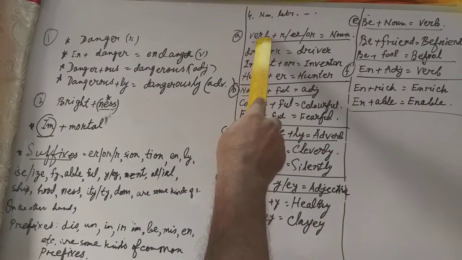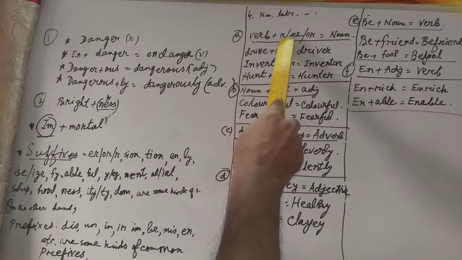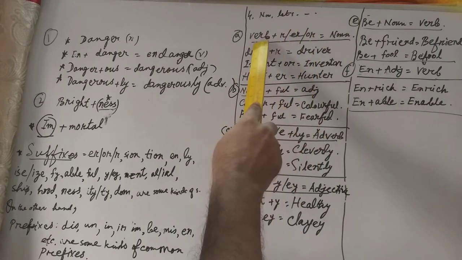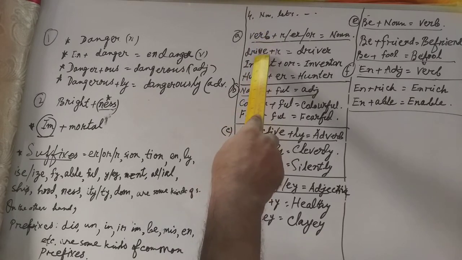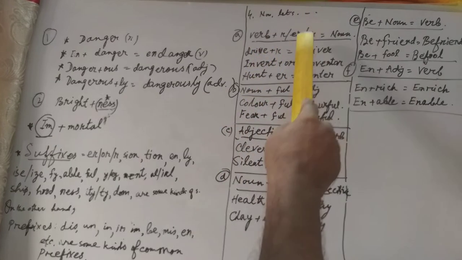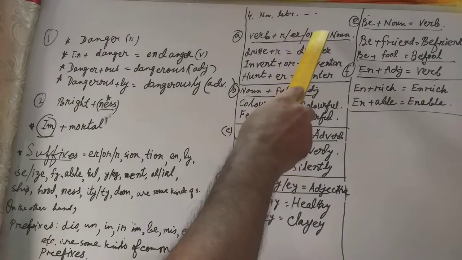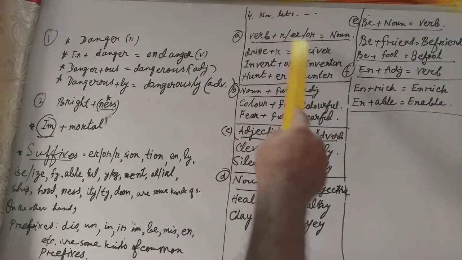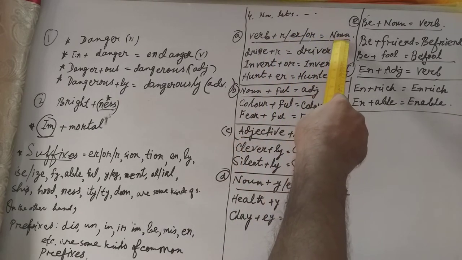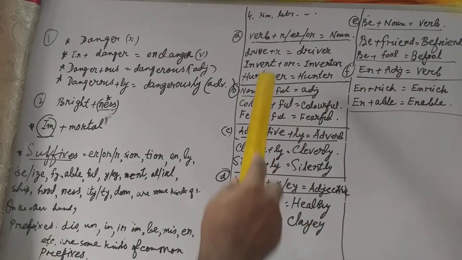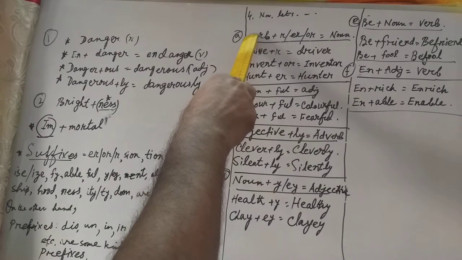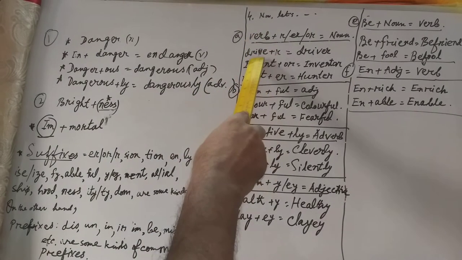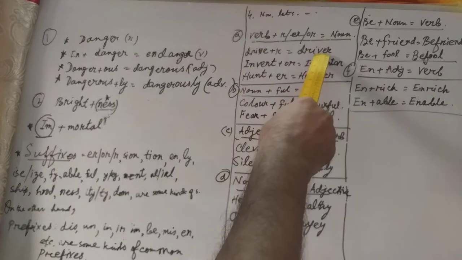If you add R, ER or OR with a verb, that is, if the basic word is a verb, and if you add R or ER or OR after it, then the word becomes a noun. I will show you the example. Drive. If you add R with this word, the word becomes driver.